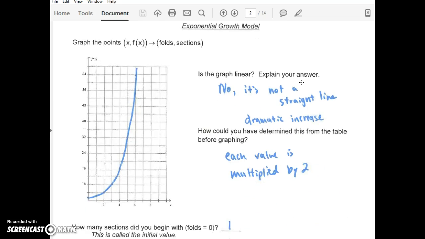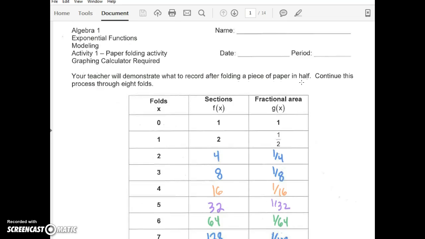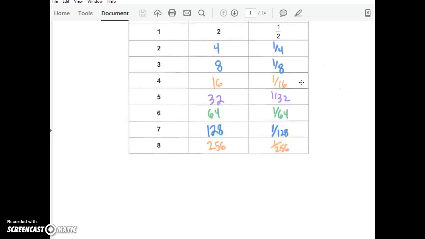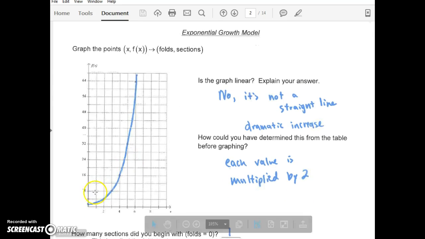So on the back of that page, we had the exponential growth model, and we graphed f of x. So we had our points. Again, x was the folds, and sections was f of x. And we graphed those to get this relationship here. Again, we've got these points, and you can see very quickly this graph will jump up very fast. And we don't even have all the data here, because if we went to 7, we should be at 128, and that's way off the chart. And even at 8, that's even worse.